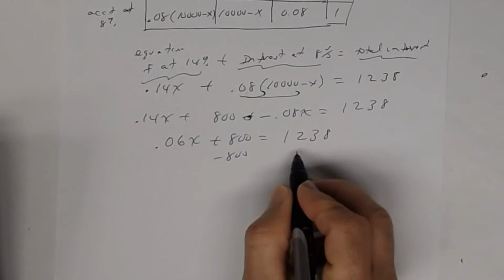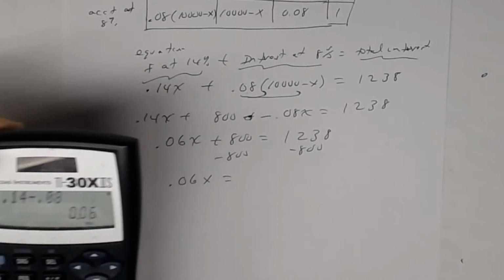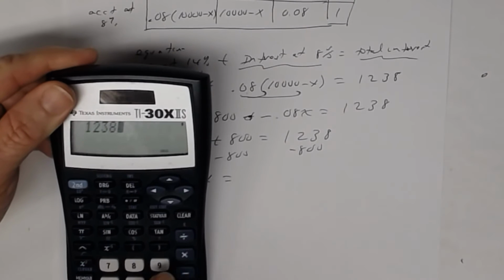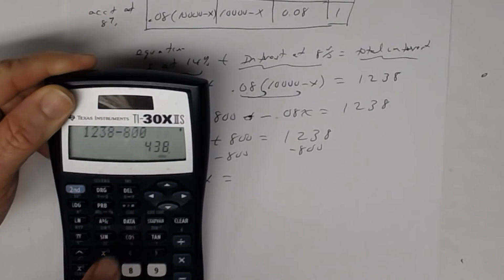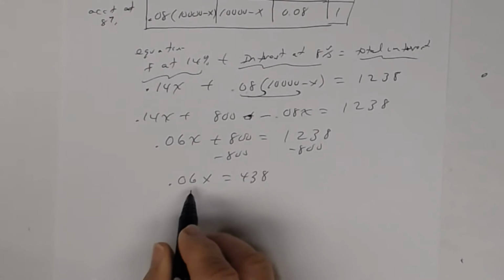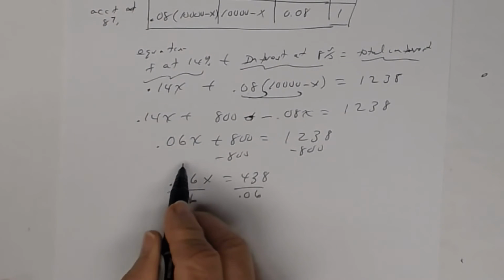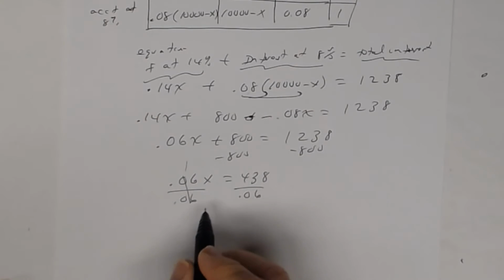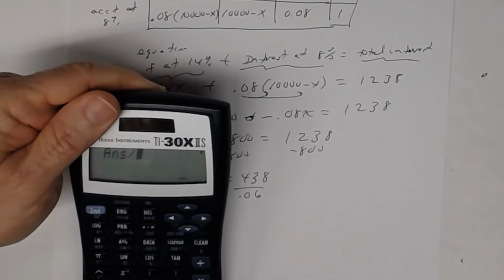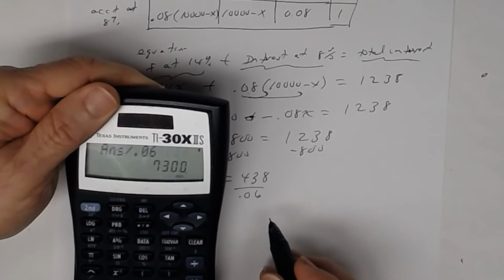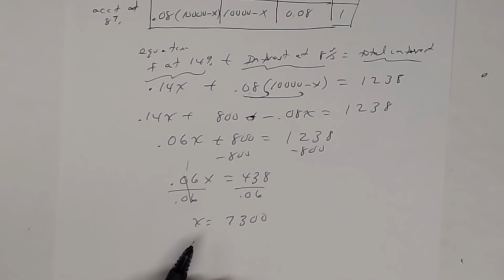Subtracting 800 from both sides, I get 0.06x equal, and then 1,238 minus 800 equals 438. To get x by itself, I'm going to divide both sides by 0.06. Reducing, I get 1 times x is x. I get x equal, use your calculator, 438 divided by 0.06 equals 7,300. So x equals 7,300. All right, now we got to answer the question.